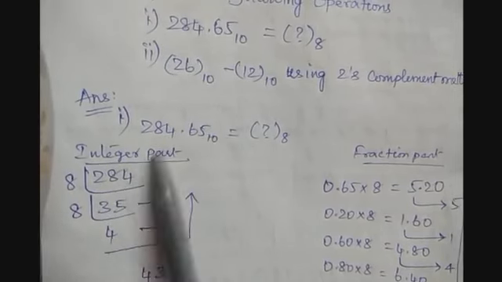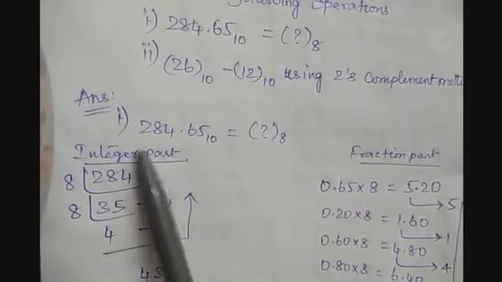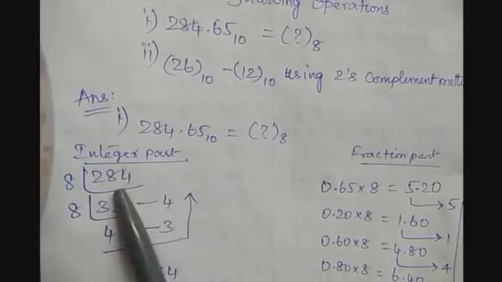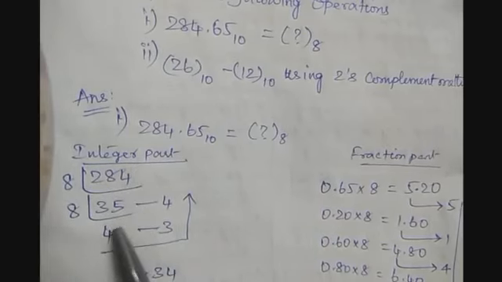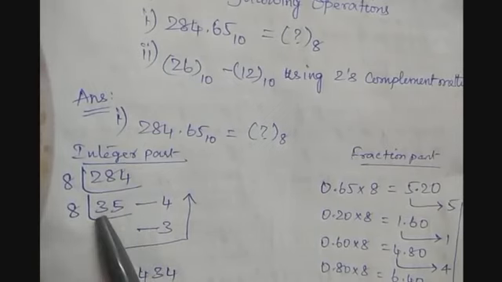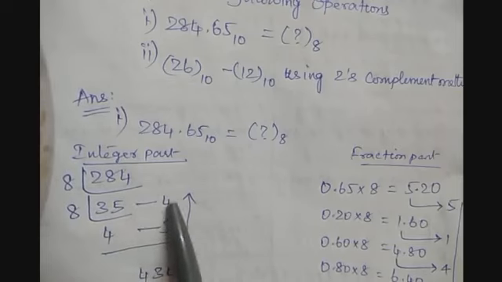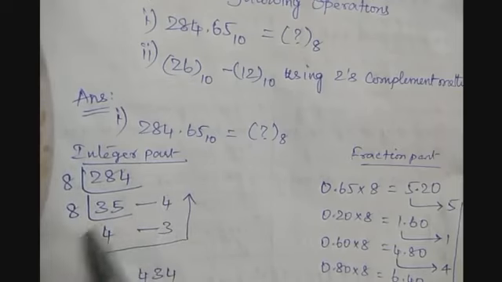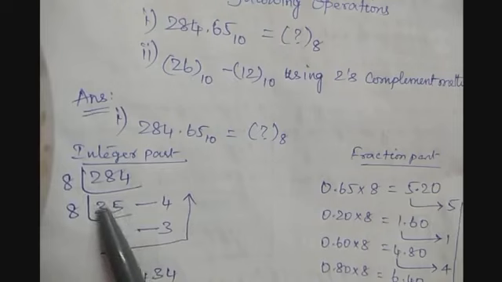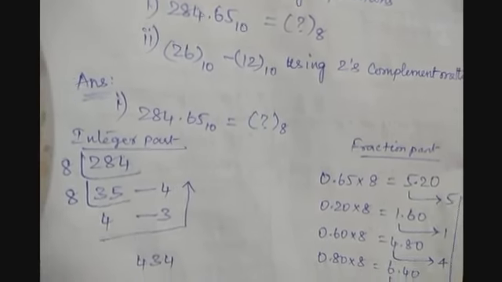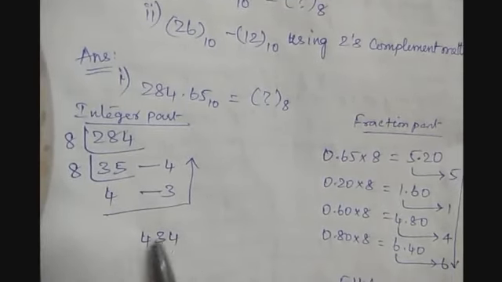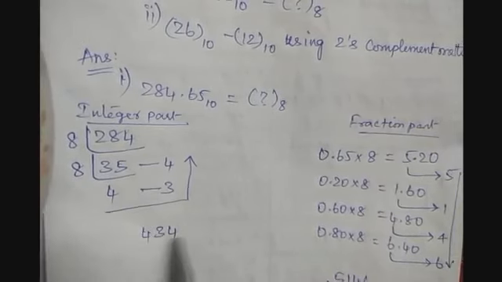So take the integer part separately and the fraction part separately. 284 is the integer part. Divide that integer part by 8. After dividing 284, we got the remainder 4, and after dividing 35, the quotient is 4, remainder is 3, and take 434 as the integer part. See here, 434 is the integer part of the octal number.